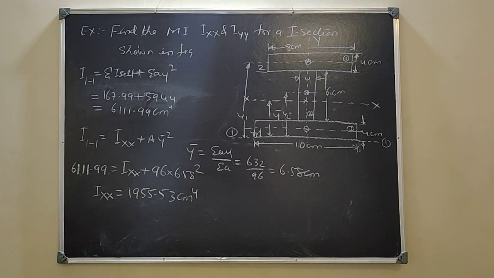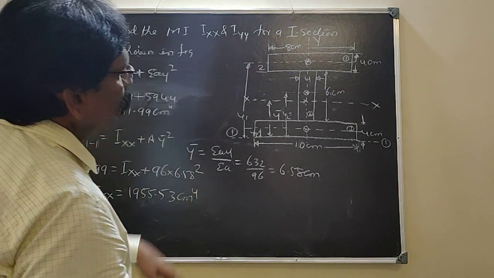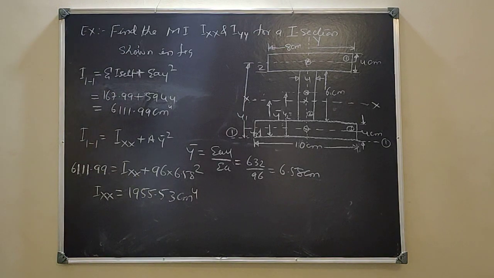Here is the general formula for calculating the center of gravity and moment of inertia: bd cube by 12. We have to select the relevant b and d, referring to the corresponding axis about which you are taking the moment of inertia.